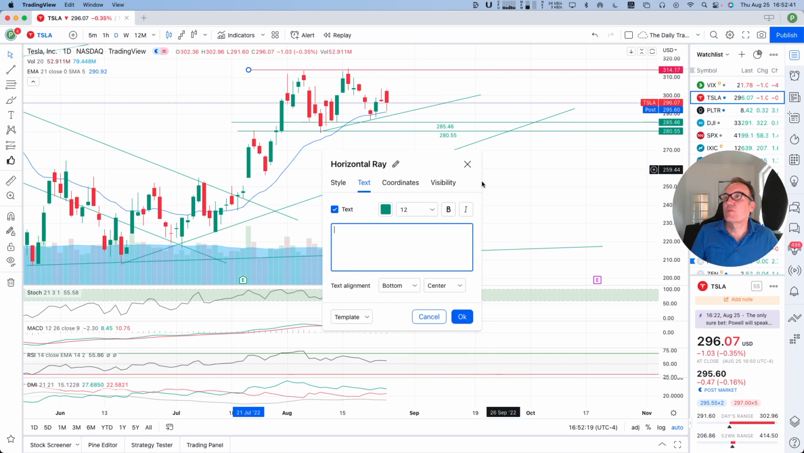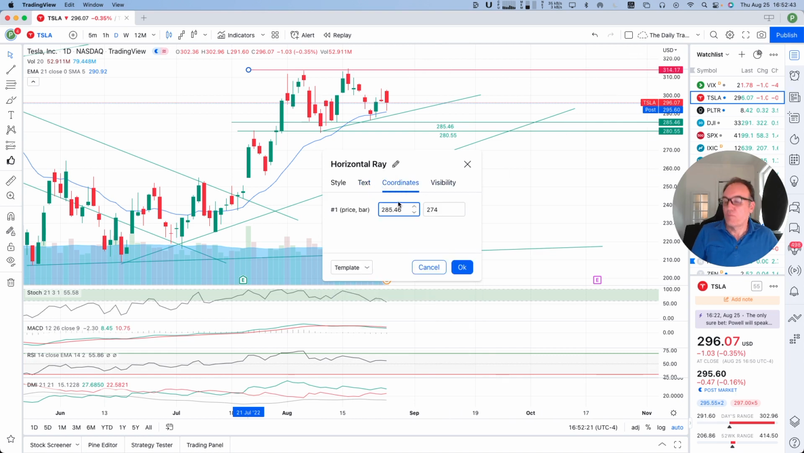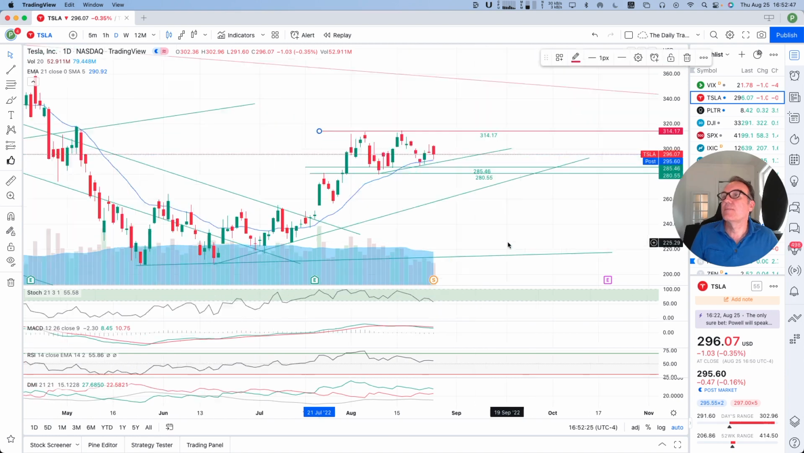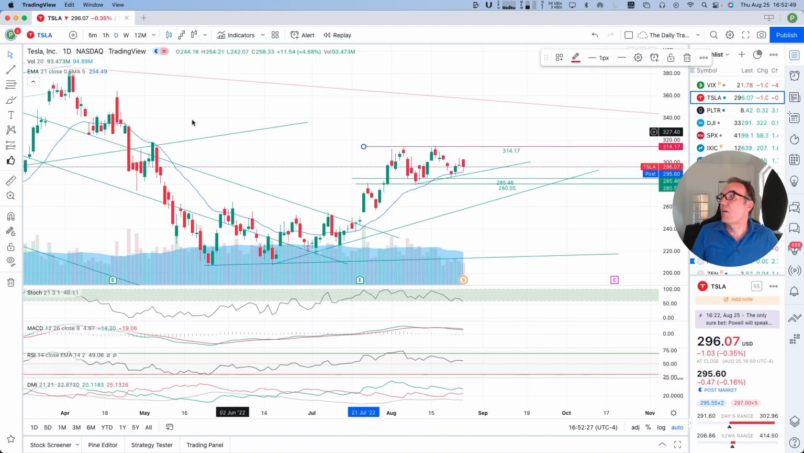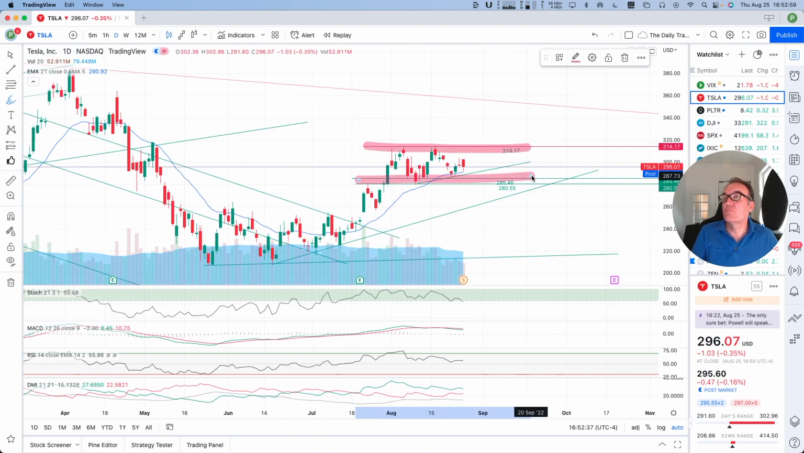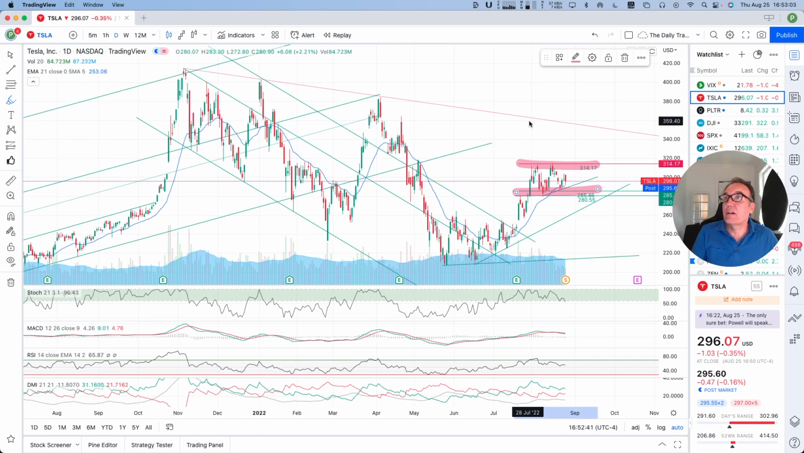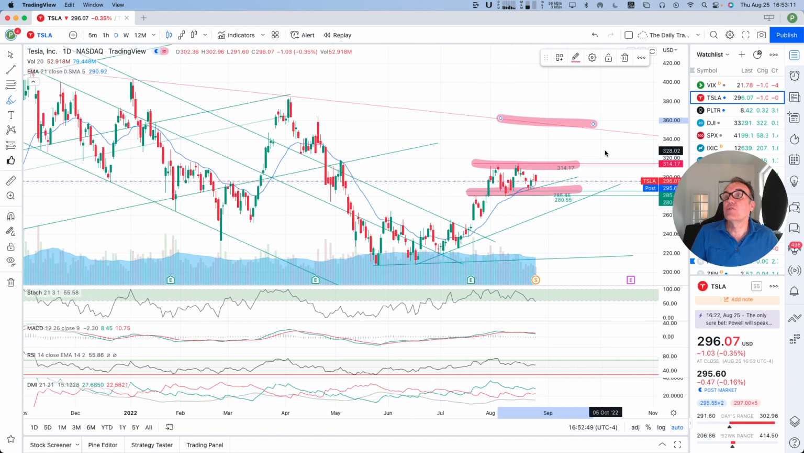And in terms of support, 314.17. This is what we have right now. We are in this congestion zone and we are on our way to this big downward resistance that we have right here. So this is approximately 358 or so, depending on when we are going to reach it.